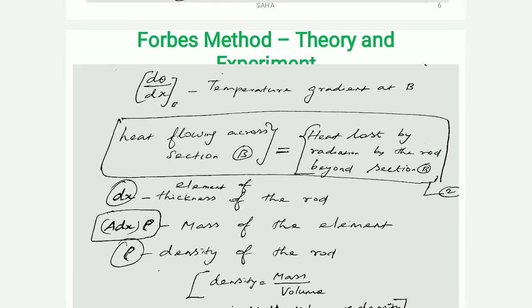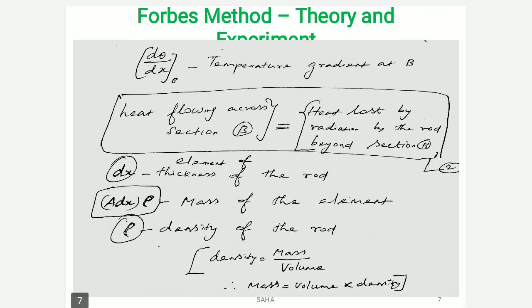So dx is an element of thickness of the rod. A dx rho is the mass of the element, where rho is the density of the rod. We know the formula: density is equal to mass by volume. So mass is equal to volume into density. Based upon that only, the A dx rho mass of the element value came.